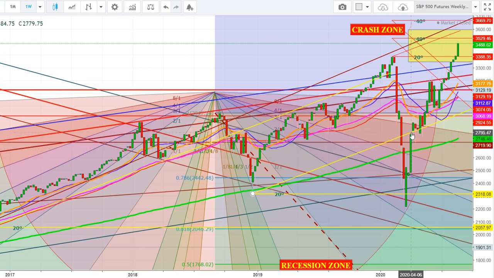You can see here I have marked one yellow line. Here you can see that this provided stiff resistance at the levels of 2798 in April 2020, but once again the S&P 500 futures sustained above this strong support level and finally started to move upward.